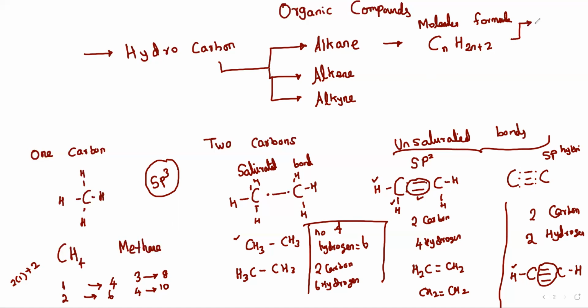So in that you get CH4. If you take 2 carbons, it will be 6 hydrogens. If you take 3 carbons, it will take 8 hydrogens. If you take 4 carbons, it takes 10 hydrogens. Similarly it goes on. For alkene, it is simple. If you have 2 carbons, you need 4 hydrogens. So CnH2n: you just need to double the number of carbons.